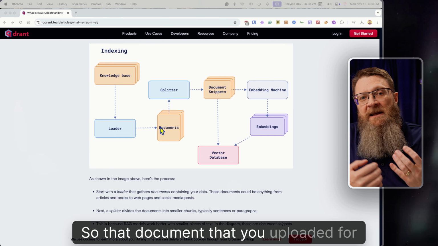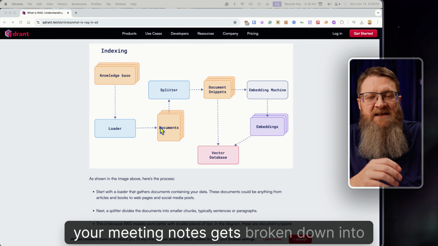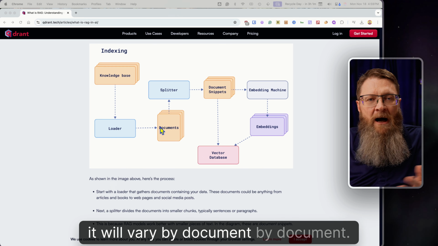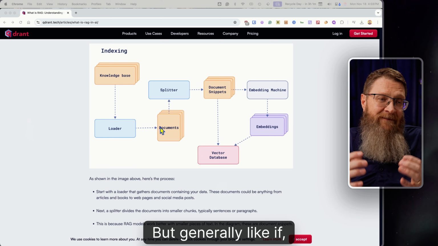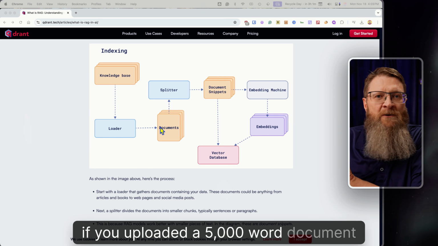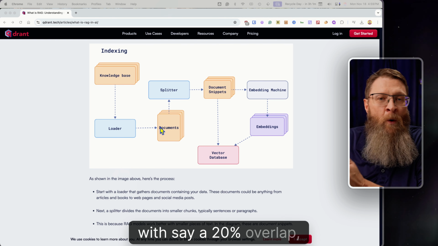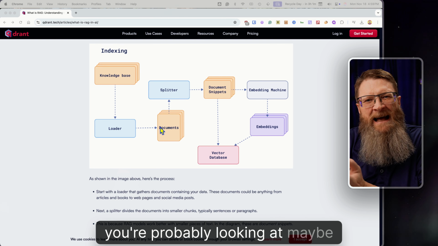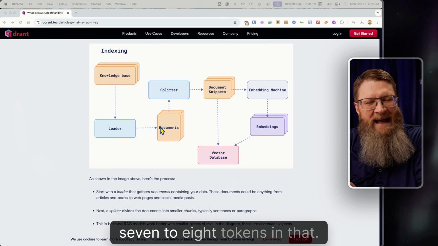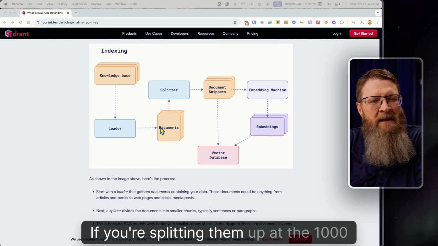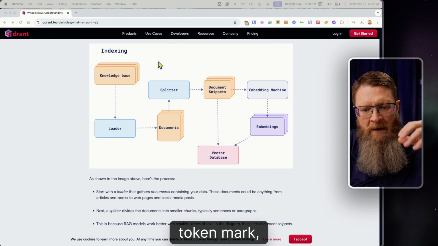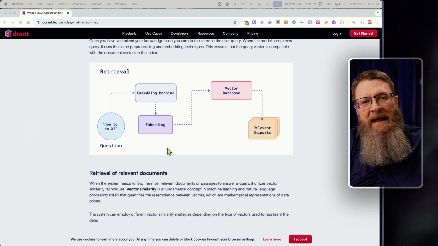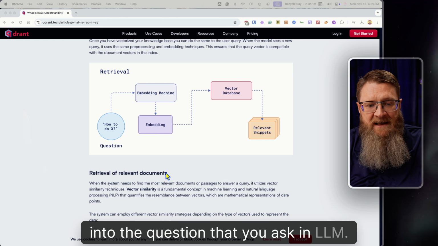So that document that you uploaded for your meeting notes gets broken down into a number of these embedding models. And it will vary by document, but generally, if you uploaded a 5,000 word document with, say, a 20% overlap, you're probably looking at maybe 7 to 8 tokens in that if you're splitting them up at the 1,000 token mark. Those documents or tokens then come back into the question that you ask an LLM.